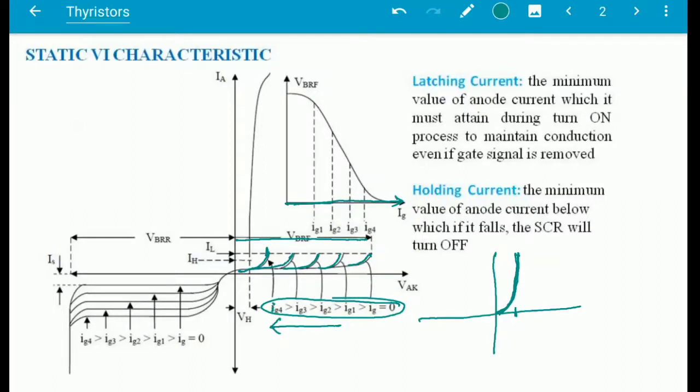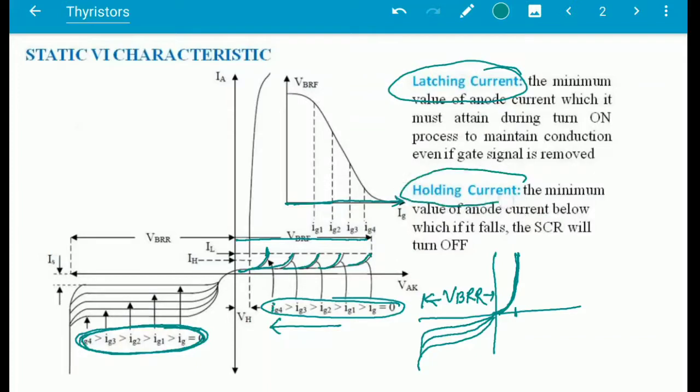In case of reverse bias condition, it is similar to the diode. If we increase the gate current, the reverse breakdown voltage, VBRR, will be the same, but the reverse leakage current will increase. Here are the latching current and holding current.